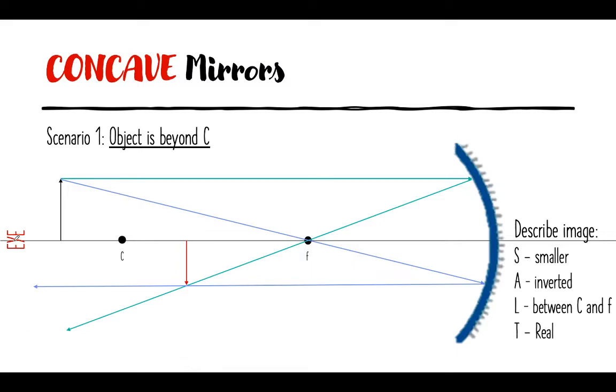So if you were looking at a concave mirror and you have an object placed beyond C, you're going to see an image that's going to be between C and F. It's going to be inverted, it's going to be smaller, and it's going to be a real image.